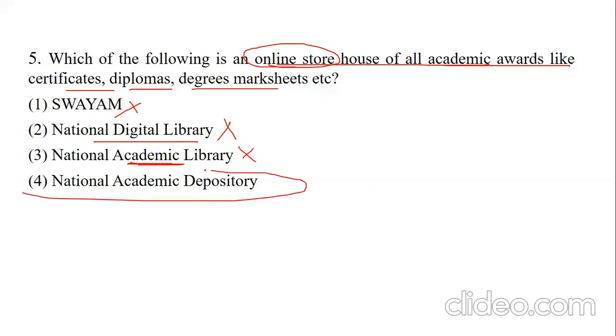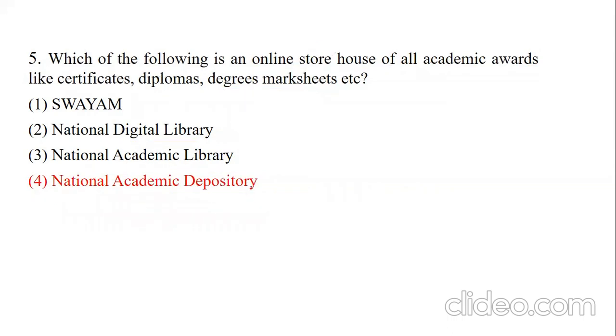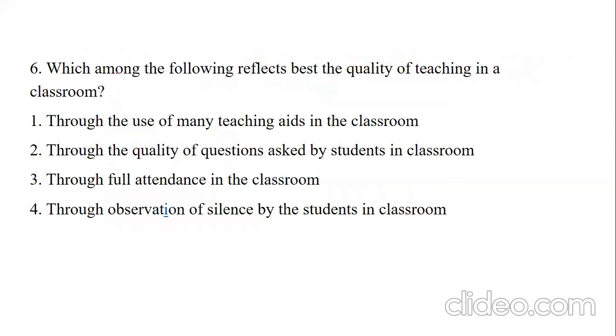So option number 4, that is your academic depository, where you can deposit the important documents. So you have option number 4 as your right answer. Now, which of the following reflects the best quality of teaching?